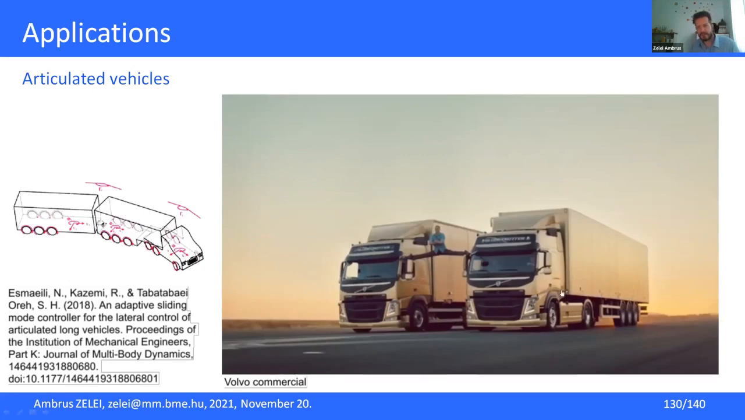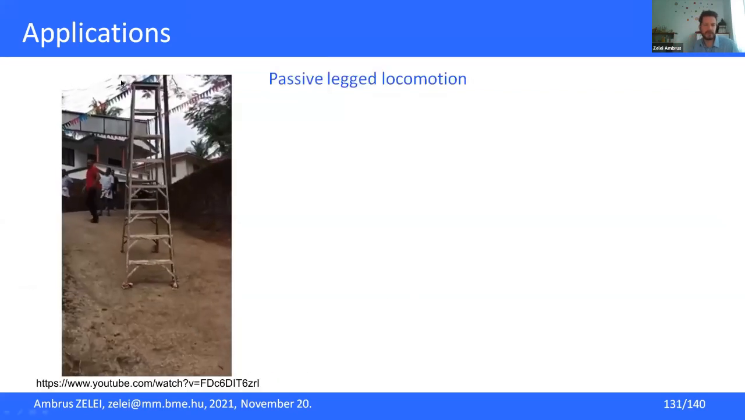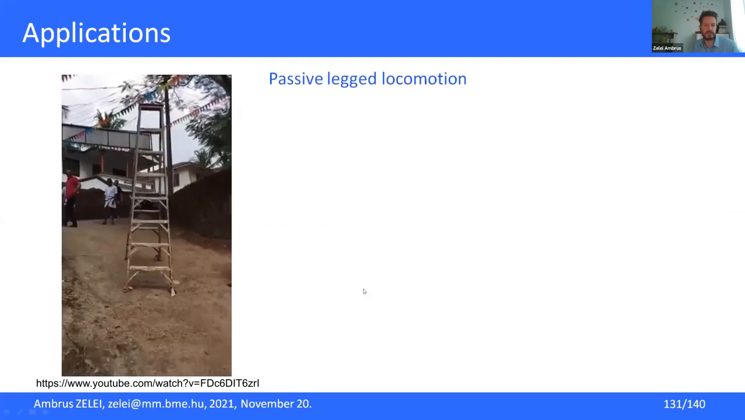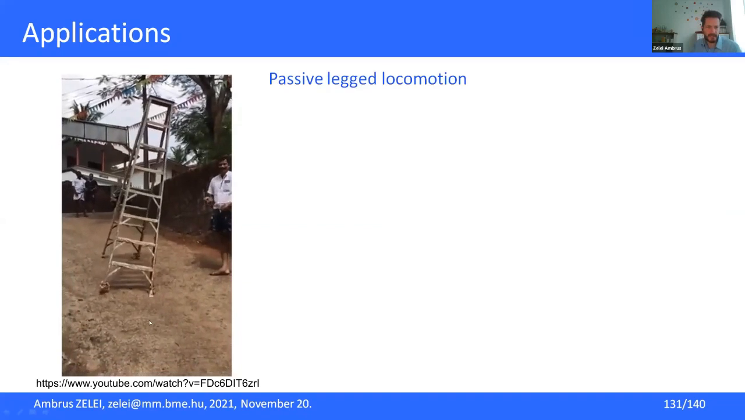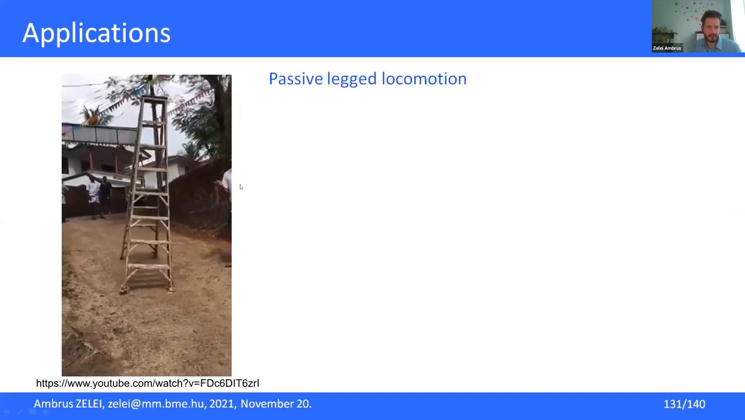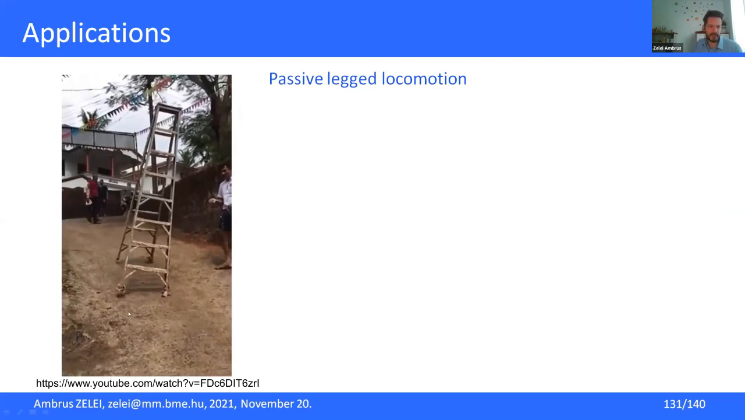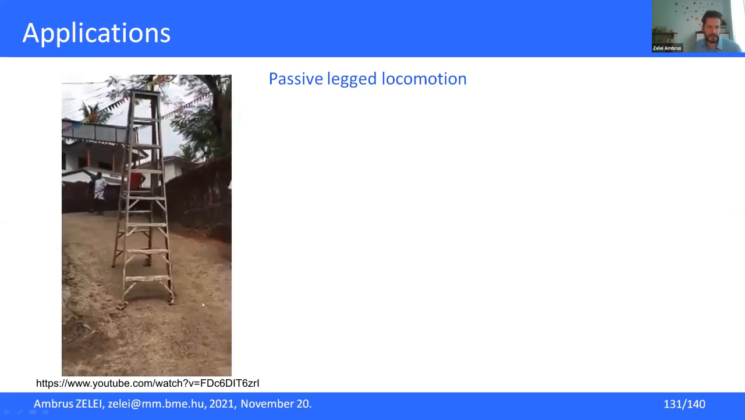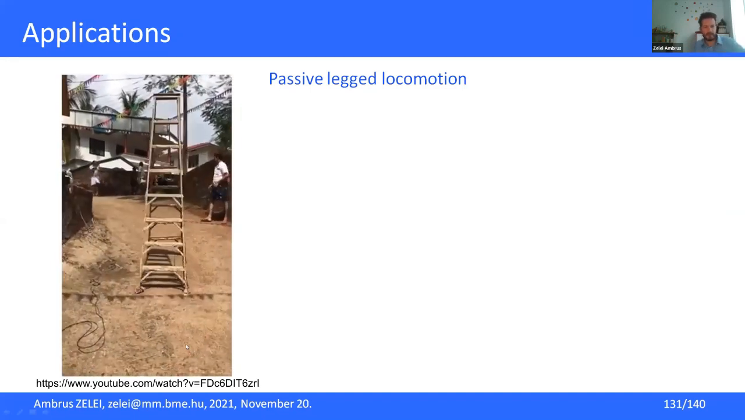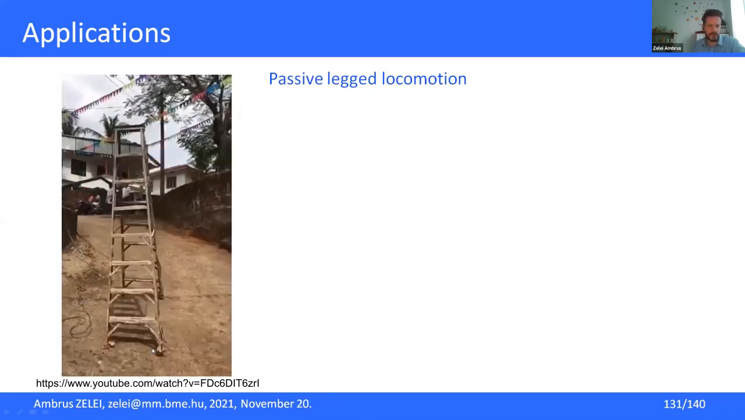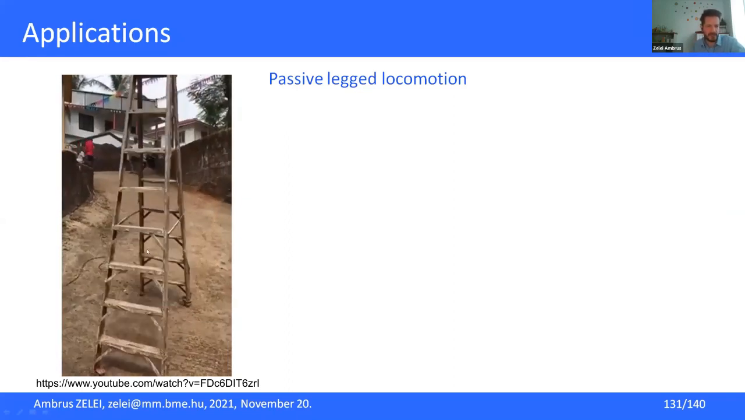So the articulated vehicle just followed a straight line, and only the other one could carry out this kind of steering motion. So it's another interesting application. And there is a big field of underactuated systems which is related to legged locomotion. And this is a very nice video, which is not related to robotics, but some people realized that if they let a ladder freely move down a slope, then it will provide a motion which is very, very similar to some animal or a human. So it's just doing some steps without any control action, obviously.